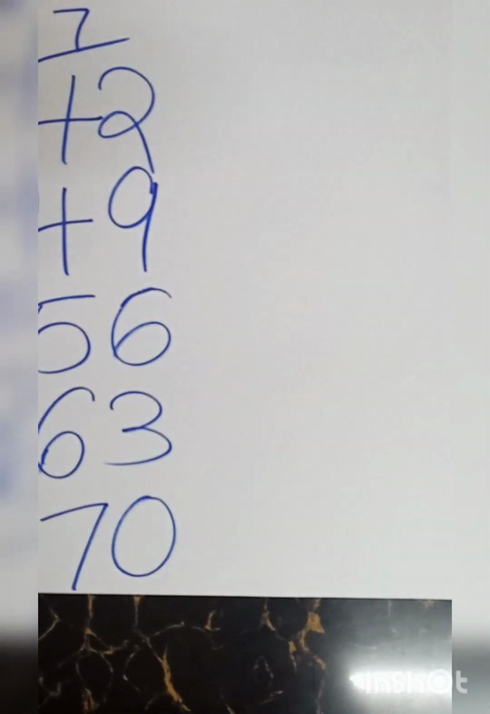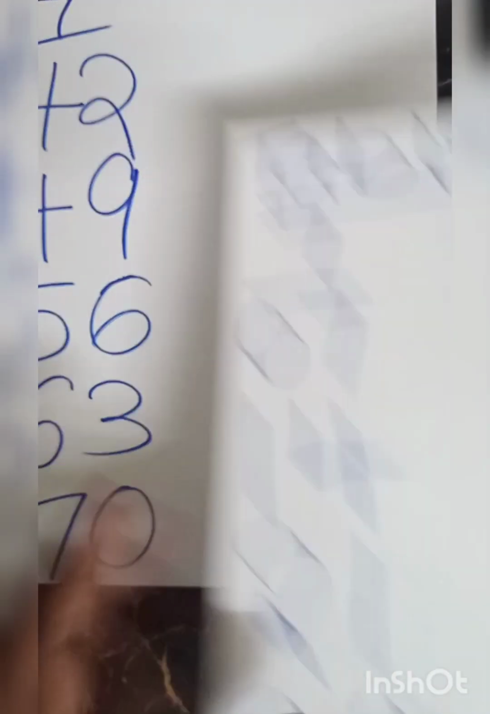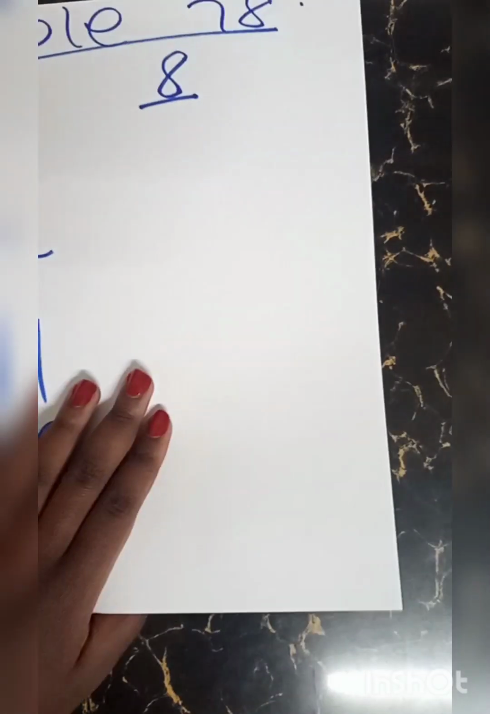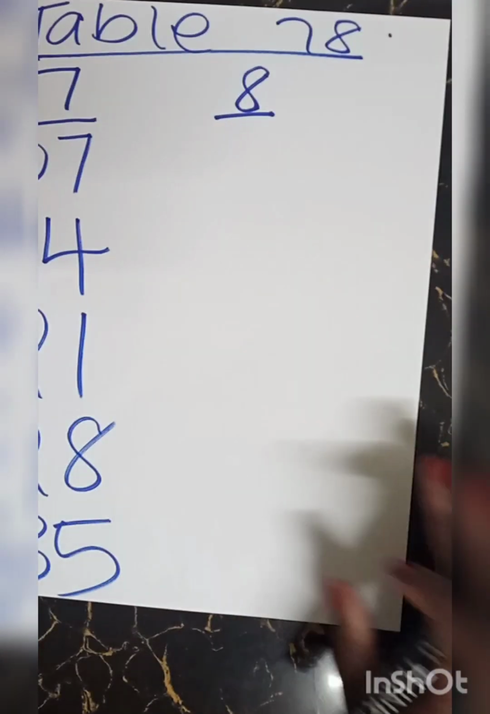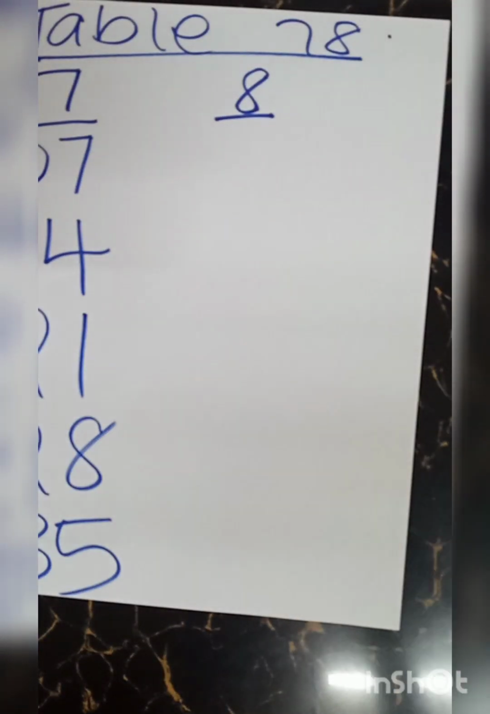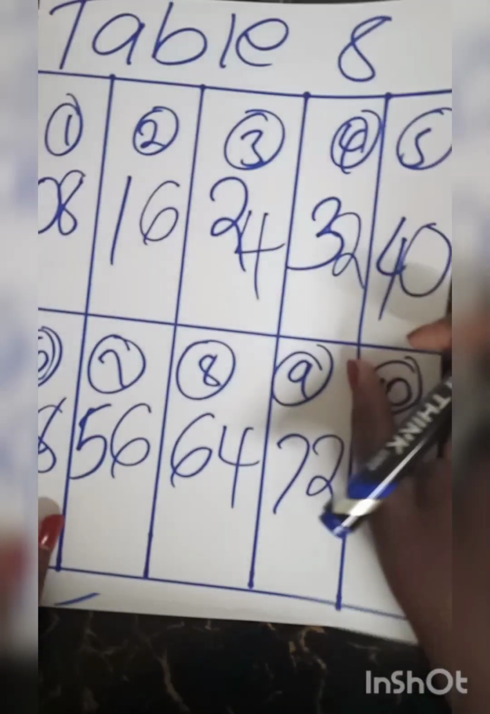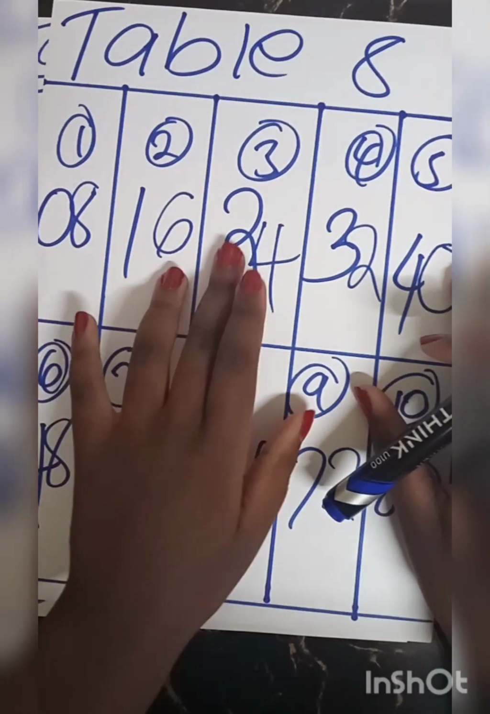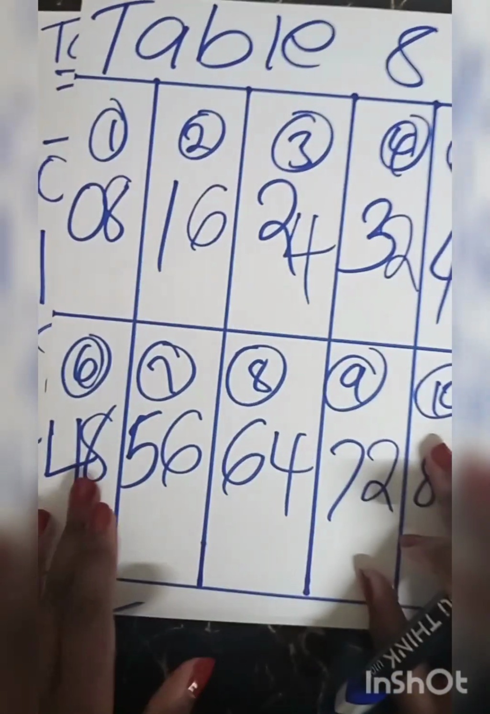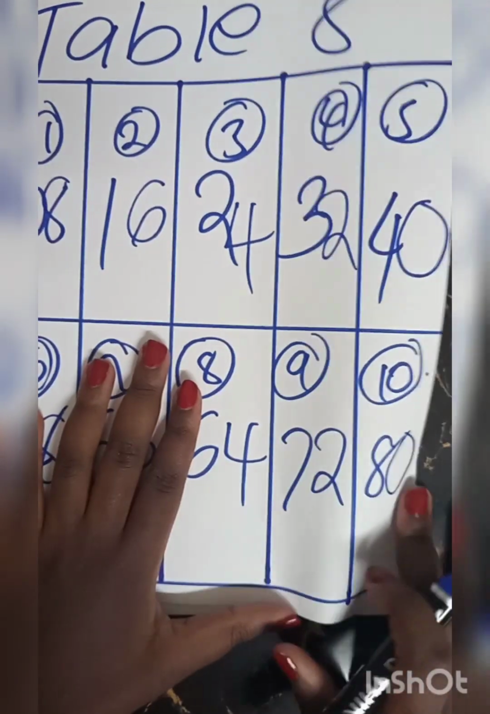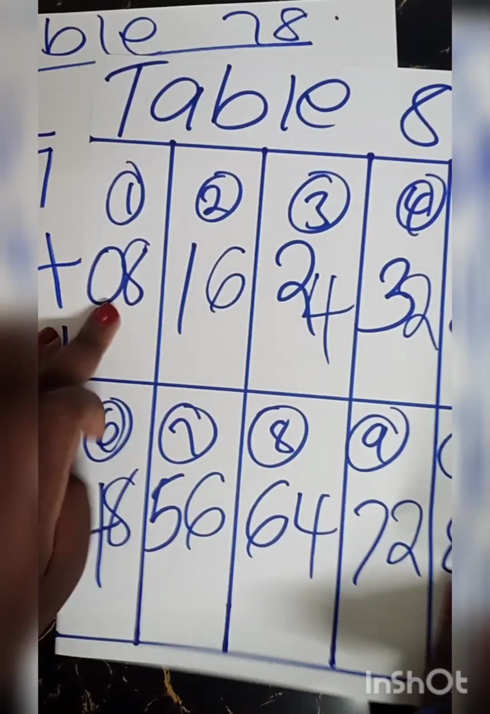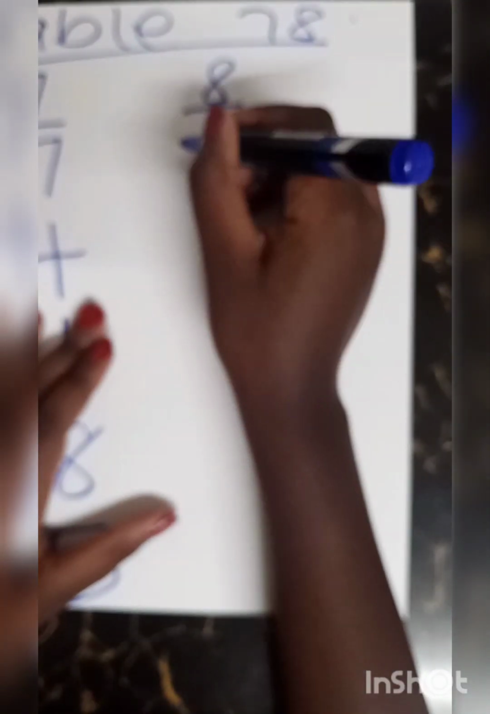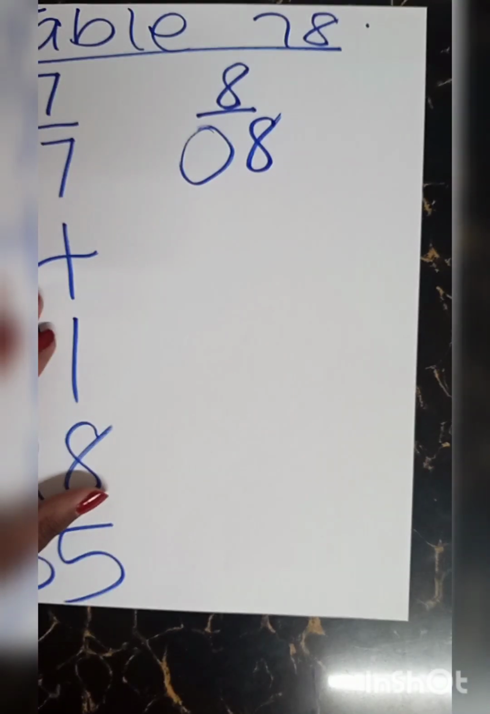So let's now go through table 8 real quick. Table 8. Okay. And this is what we said about table 8. 8 times 1, times 2, times 3, times 4, times 5, times 6, times 7, times 8, times 9 and times 10. So this is what we are required to write here. So 8 times 1 is 8. Okay. 8 times 2 is 16.